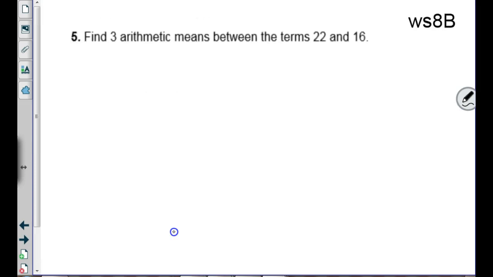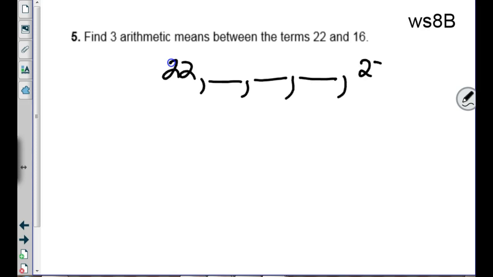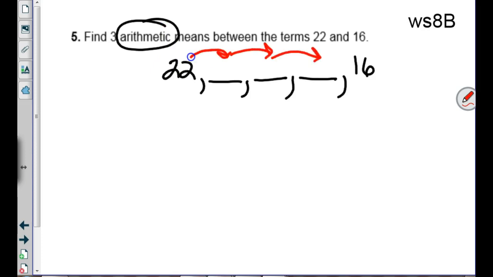All right, this is off 8B as well. Find 3 arithmetic means. Anytime it's arithmetic or geometric means, it means missing terms, right? What's the trick here, though? How are you getting from one term to the next? Well, yeah, the difference must be negative, right? But it's arithmetic, so you added a difference. How many times? Yes, 22 had 4 differences added and became 16.